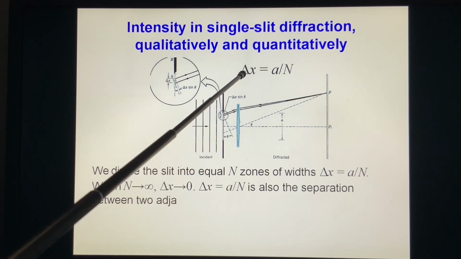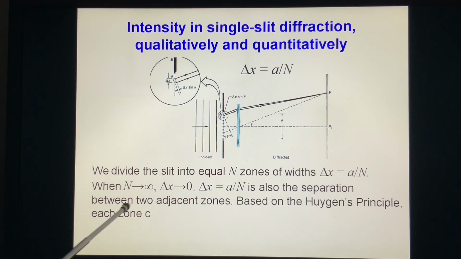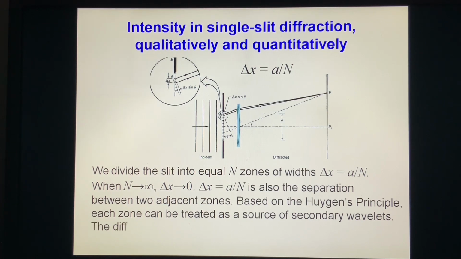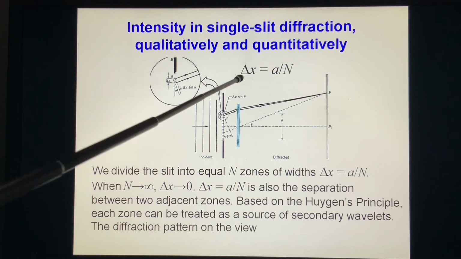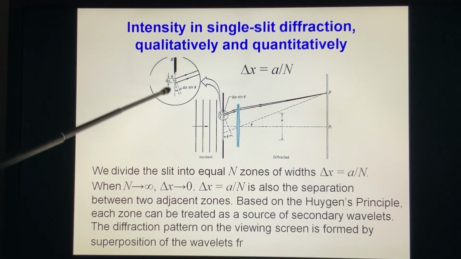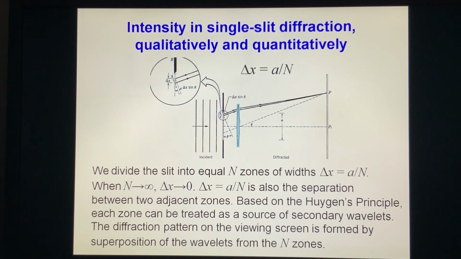So each zone has width delta x equal to a over n. When n approaches infinity, delta x approaches 0, and delta x is also the separation between two adjacent zones. Based on the Huygens principle, each zone can be treated as a source of secondary wavelets. The diffraction pattern on the viewing screen is formed by superposition of the wavelets from n zones.